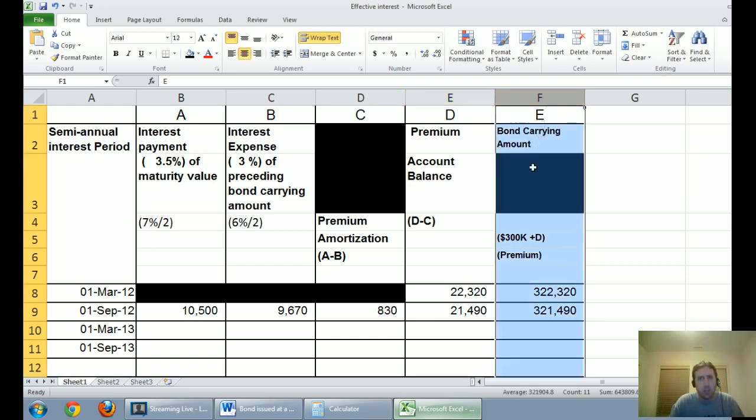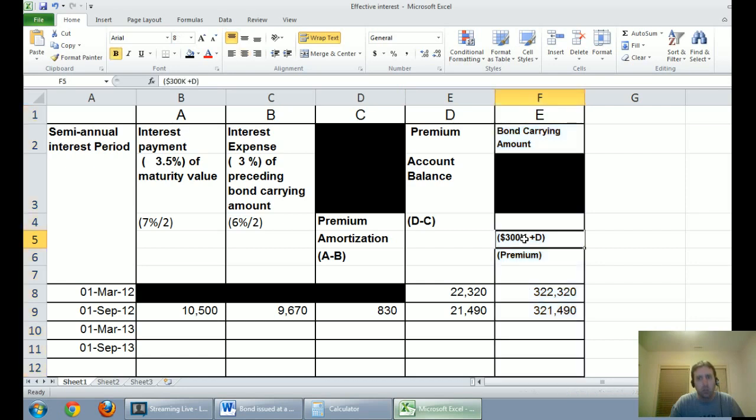I would expect this column E to get closer and closer to the face value of my bonds, to the $300,000 I have to pay back. So again, I got $322,000 in cash paid to me today, March 1st. Because my interest is attractive, I'm only going to have to pay back $300,000.